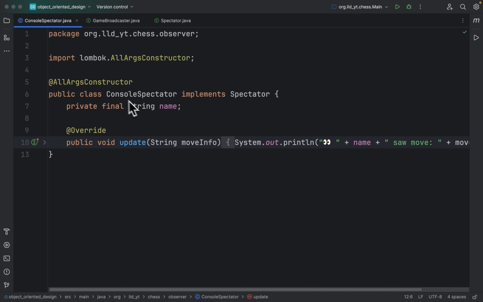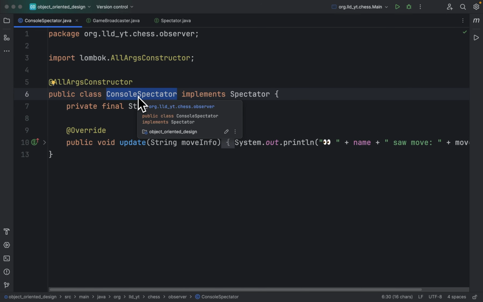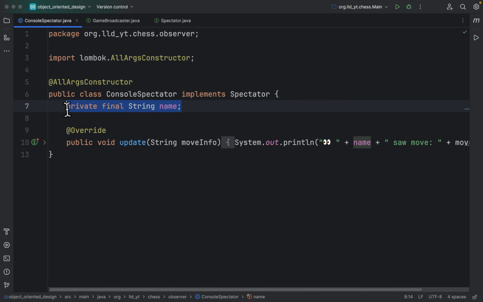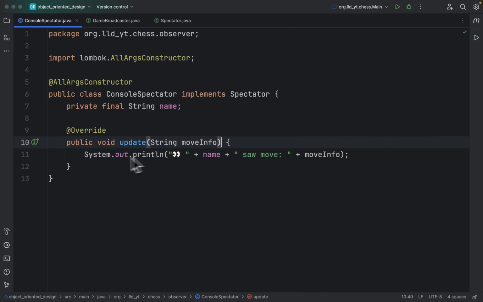So there is one concrete implementation of the observer, which is console spectator. So currently, let's say you want to spectate through the console. So that's why we have the console spectator. In future, you can have file spectator, etc. So a console spectator would have a name. For example, in the output, we saw that Ravi was one of the spectator. Okay. And this is the move info which Ravi would receive. And Ravi is just printing this message. Okay.